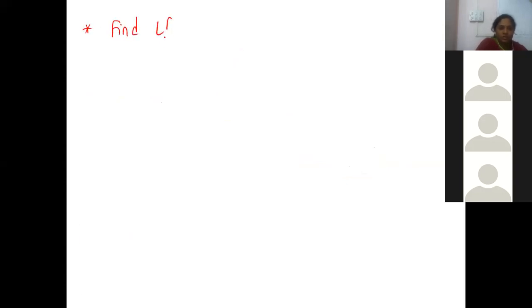Find the Laplace transform of the integral from 0 to t of e raised to u into u cube du. How will you solve? What will you consider first and then what? t cube. Correct. Will you consider u cube or t cube? t cube. You will consider t.